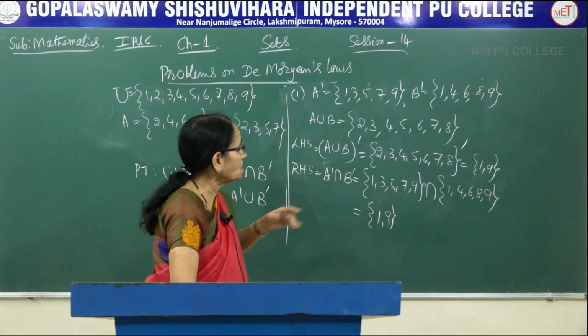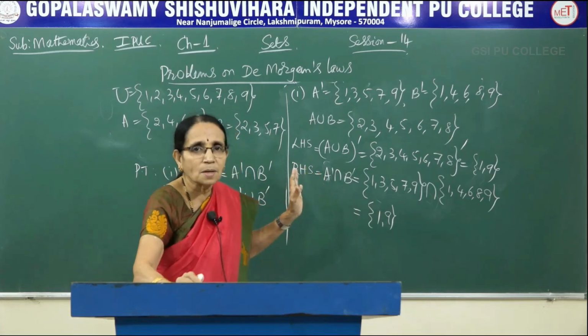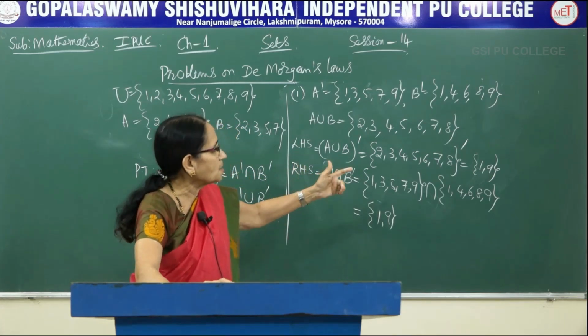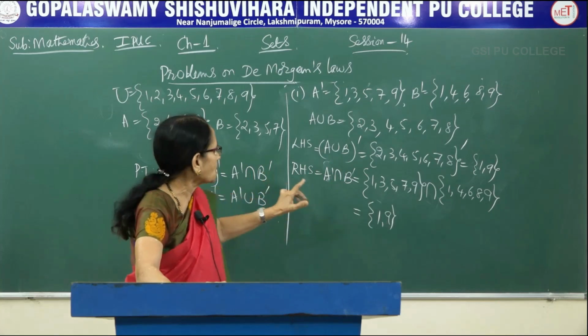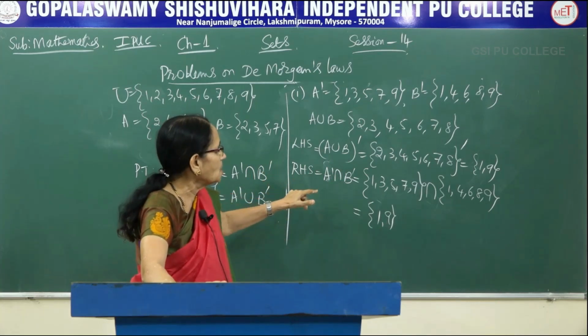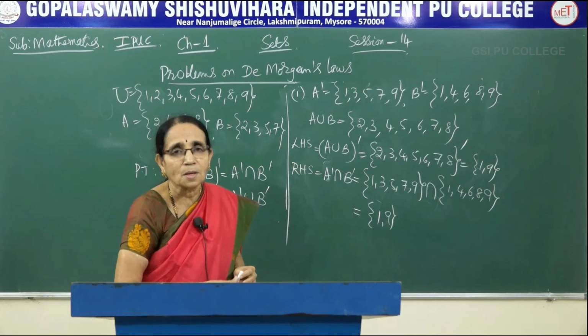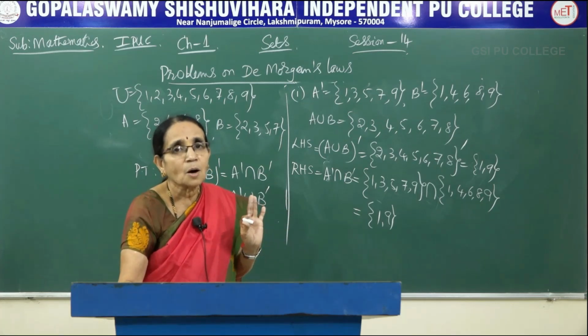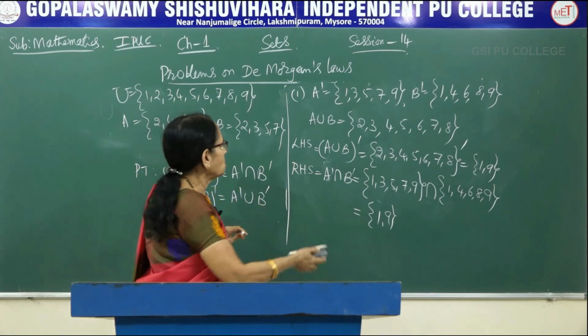So we observe that the left hand side, which is A union B the whole dash, contains 2 elements, 1 and 9, and A dash intersection B dash also contains only 2 elements. That means the De Morgan law holds good. That's how we have to say.